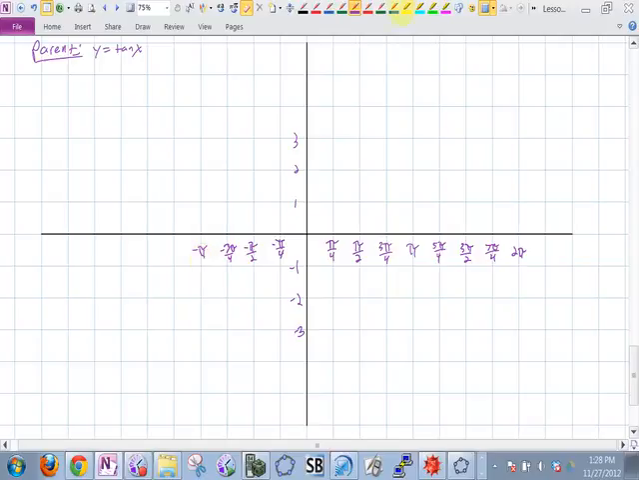Okay? Go through and put your vertical asymptotes. We've got a vertical asymptote at pi halves. We've got one pi units away from that, 3 pi halves. Pi units away from that, 5 pi halves. Every odd multiple of pi halves is a vertical asymptote. Same place cosine crosses the x-axis.